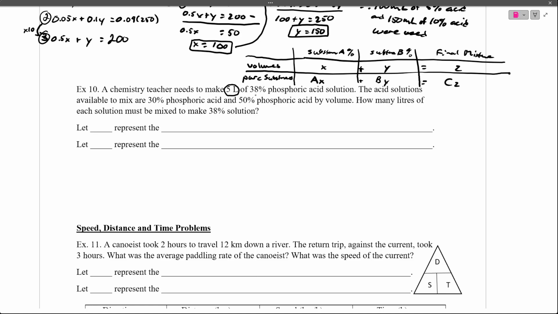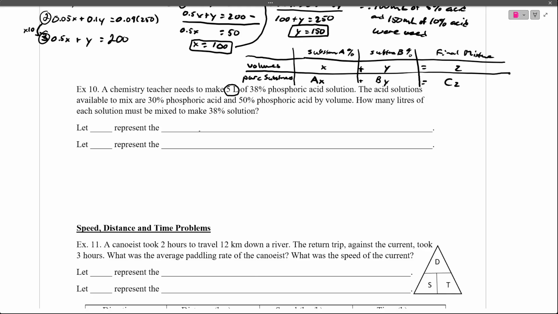38% phosphoric acid solution. So 38%, that's 0.38 phosphoric acid solution. So that's our big C here. So that's the 38% is the C. Okay. The acid solutions available to mix are 30% phosphoric acid and 50% phosphoric acid by volume. How many liters of each solution must be mixed to make the 38% solution?